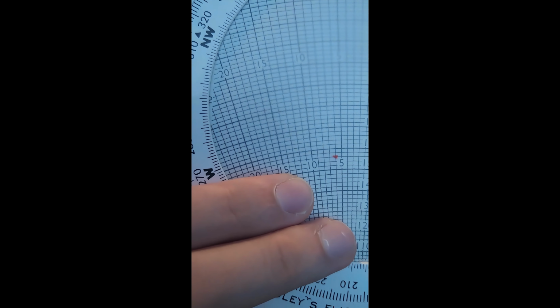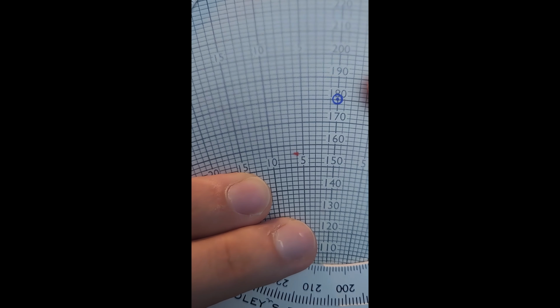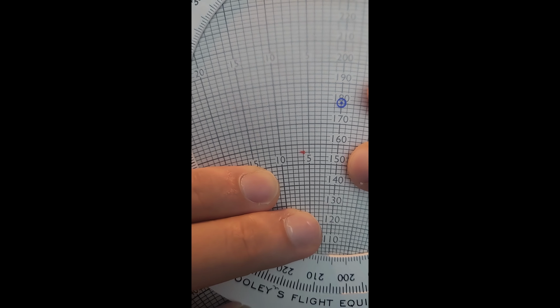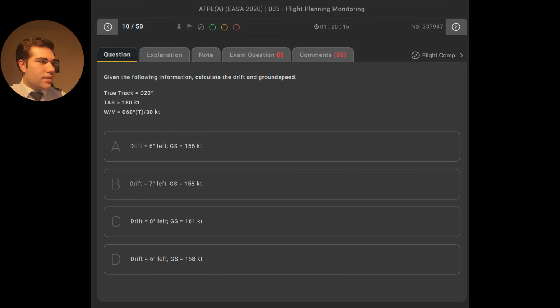As you can see from here, it's 156 and 6 degrees left. So it gives us answer A. And it is the correct answer, I know. But before we see the correct answer, I would like to show you another version of the solution.